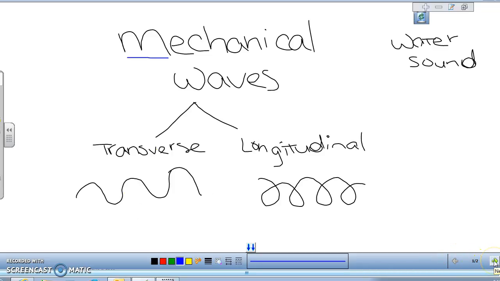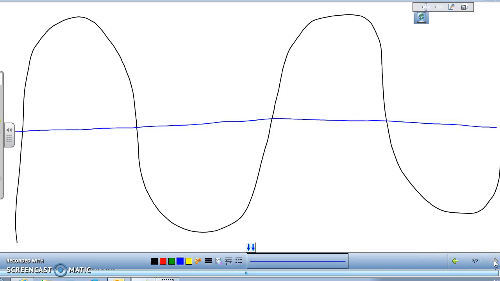So your worksheet starts at question number one, and it says the highest point on a wave is blank. So obviously the highest point of the wave is right here, and this point is called the crest. Go ahead and fill out number one. And the lowest point of a wave down here is called a trough. Okay, so crest and trough, they're opposites. One's at the top, one's at the bottom.